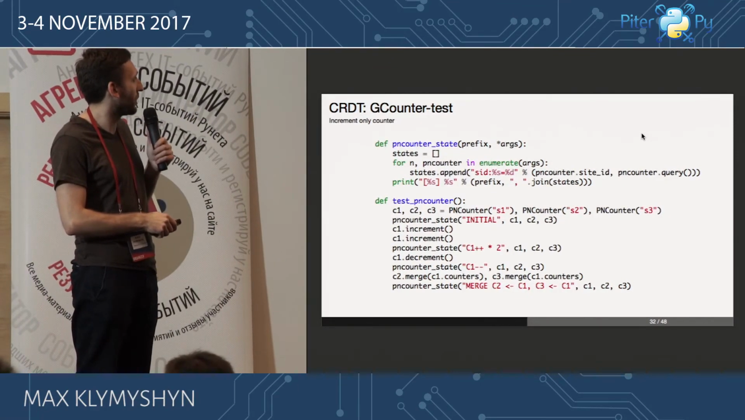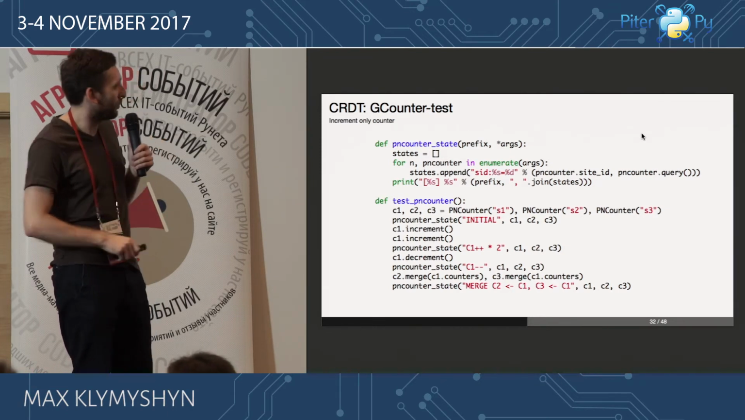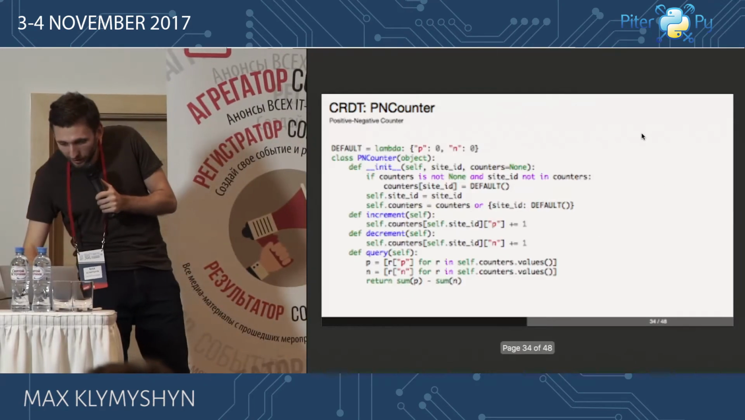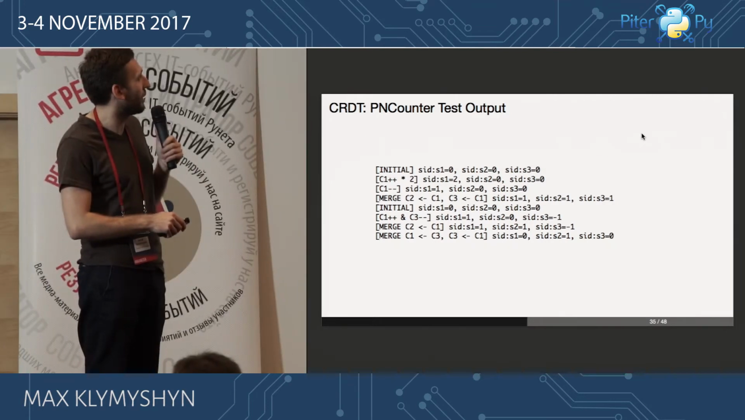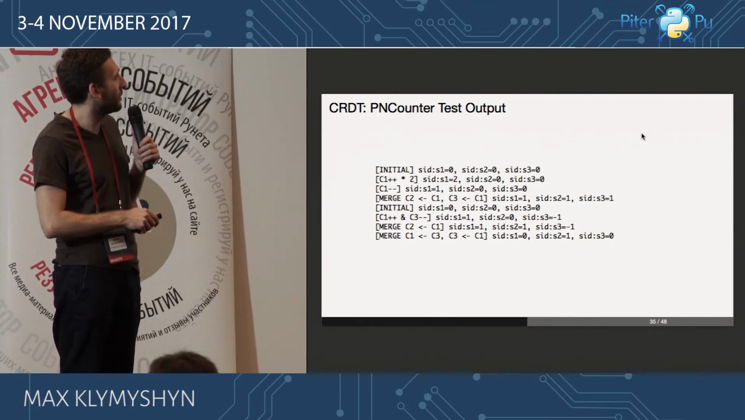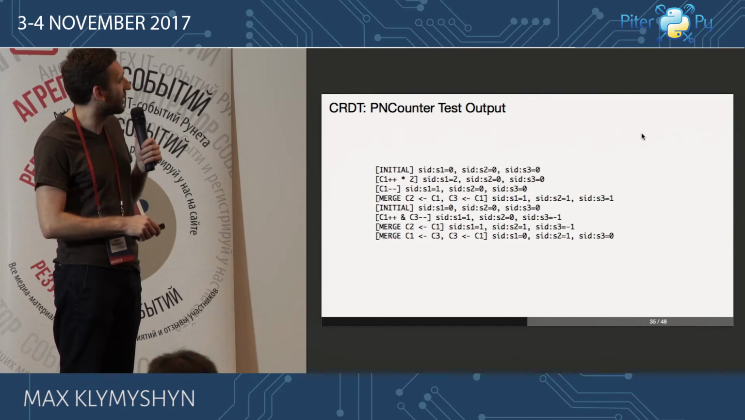So I increment twice and decrement once, and so on. And the output for that is here. So I have 0, my initial state, increment twice, all others 0. Decrement once, and here is my state after merge.